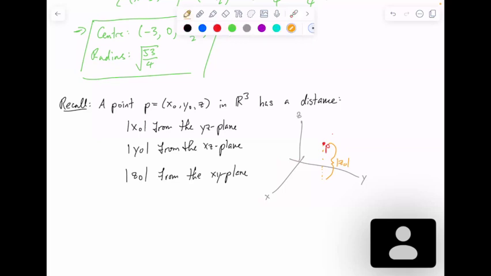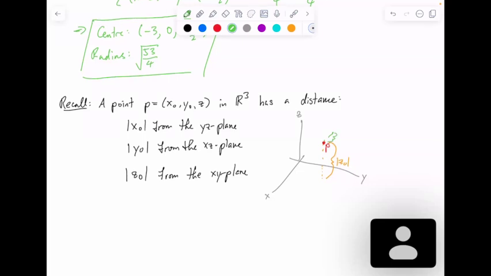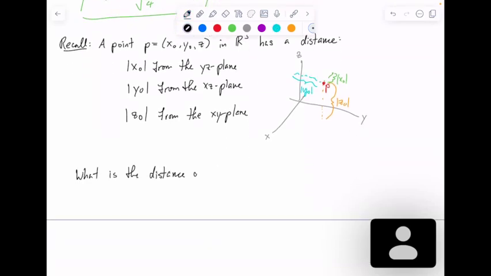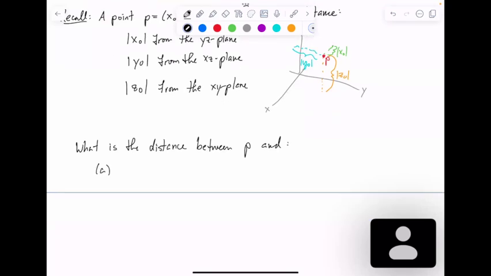And you can project it various different ways to get the distance, right? So over here, this is given to you by absolute x0, and then you have another distance here. How far you are off the xz plane. This is y0. Okay, now let's ask another question. So what is the distance between P and, let's say, A the x-axis, B the y-axis, and C the z-axis?